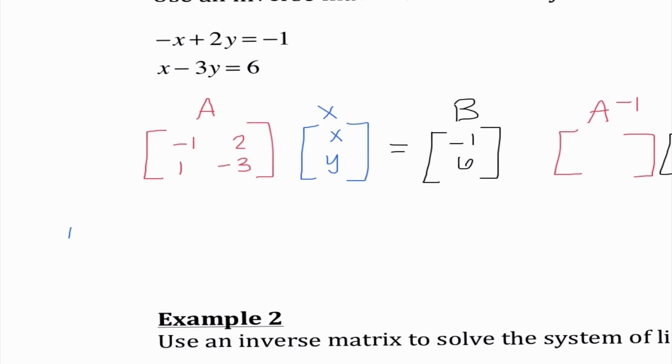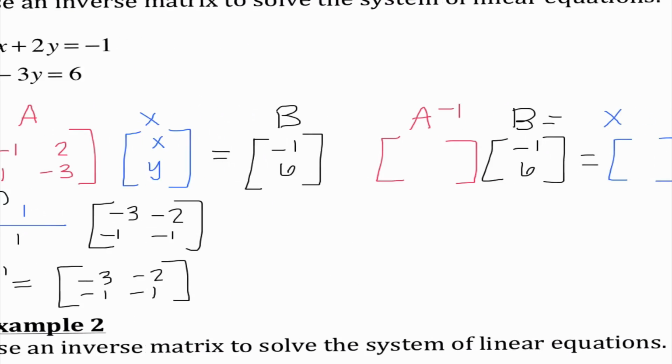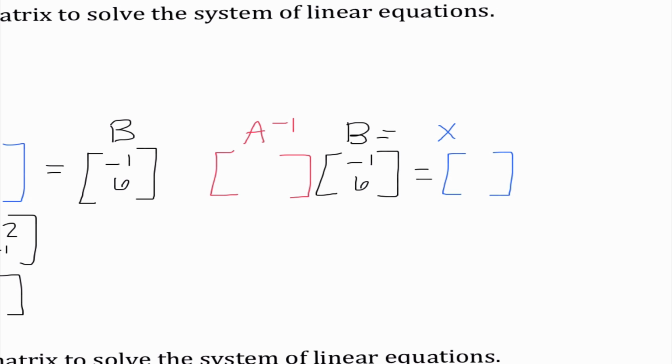A inverse equals 1 over, so -1 times -3 minus 2 times 1. Let's write that just off to the side. -1 times -3 minus 2 times 1. So I get 3 minus 2, which is 1. For matrix A, we learned we need to switch these two terms. So I have -3 and -1. And take the opposite of these two terms. So I have -1 and -2. When I distribute the 1, I get -3, -1, -2, -1. That's what I'm putting in for A inverse. So I have -3, -2, -1, -1 there.